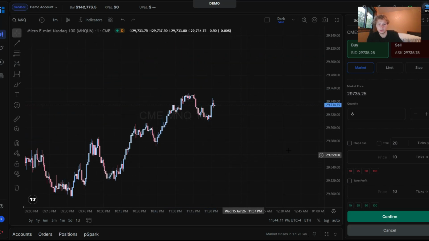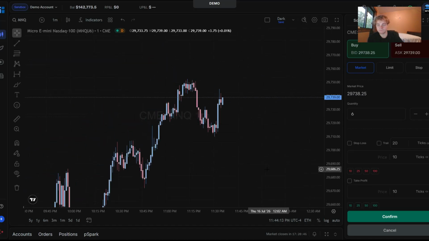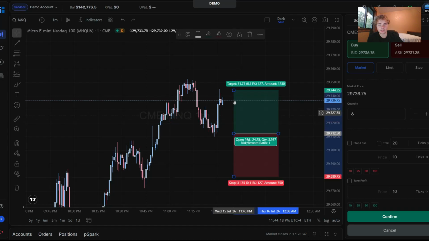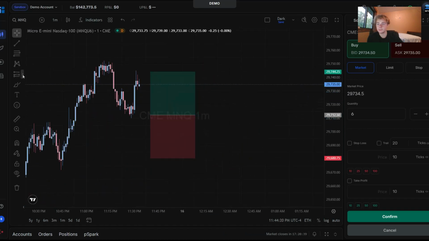And then also super helpful right here, the position boxes. So long position and short position right here.